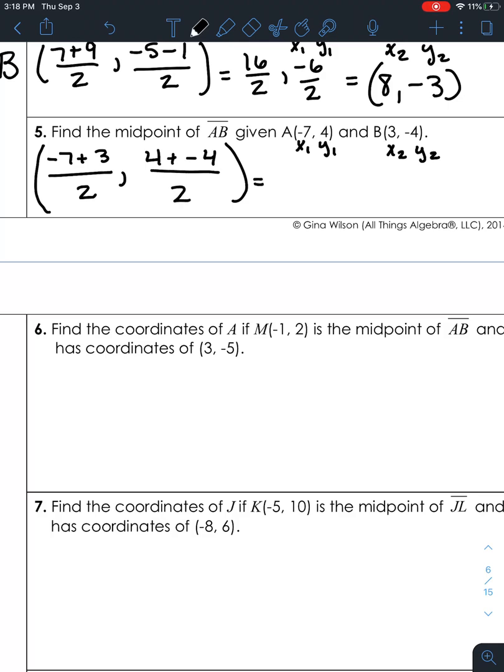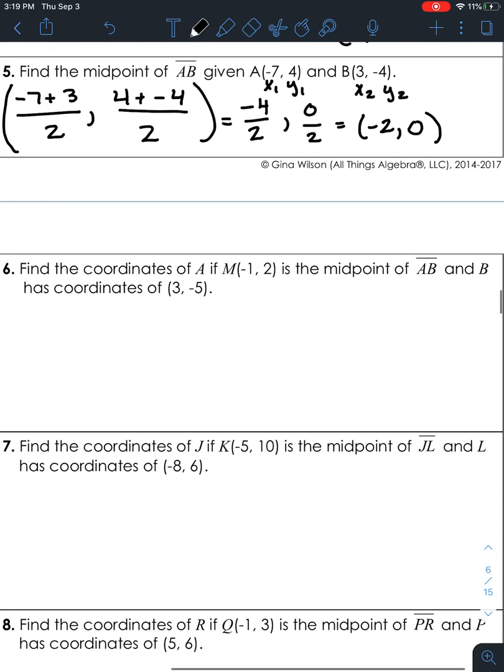All right, let's simplify. Negative 7 plus 3 is going to be negative 4 over 2. 4 plus negative 4 is going to be 0 over 2. Once again, simplify those fractions. Negative 4 divided by 2 is going to be negative 2. 0 divided by anything is just 0. So our midpoint is negative 2, 0.